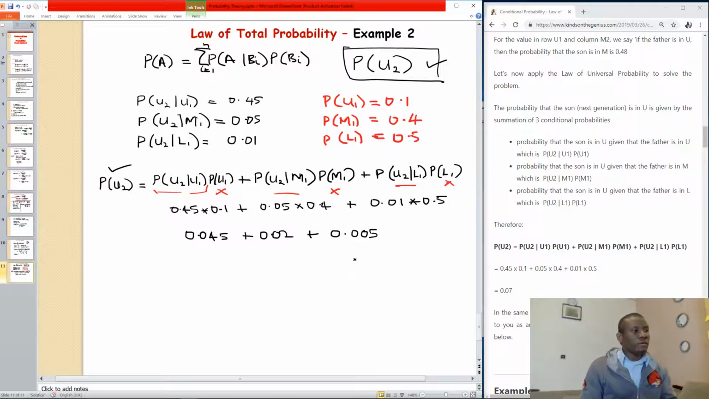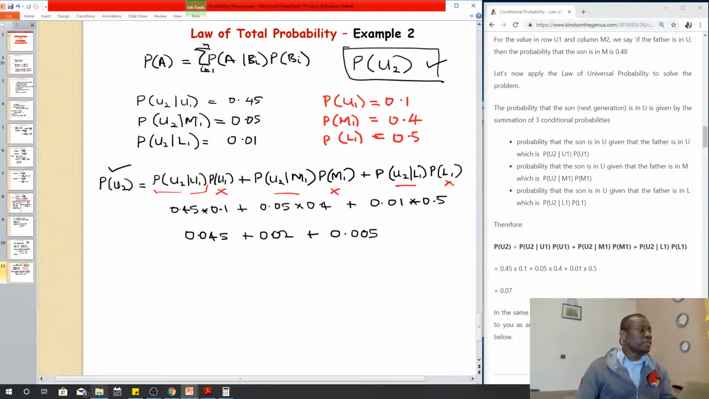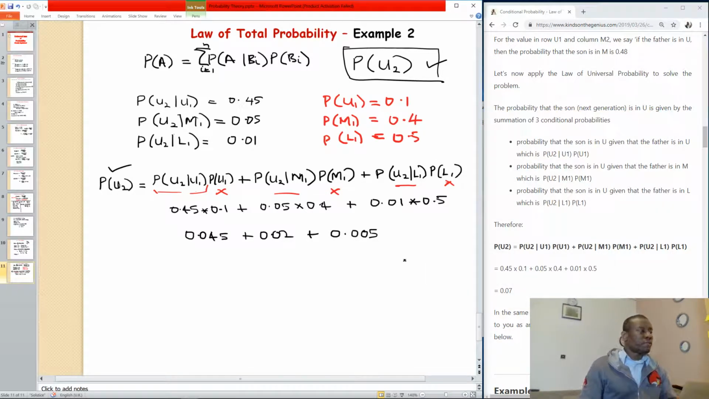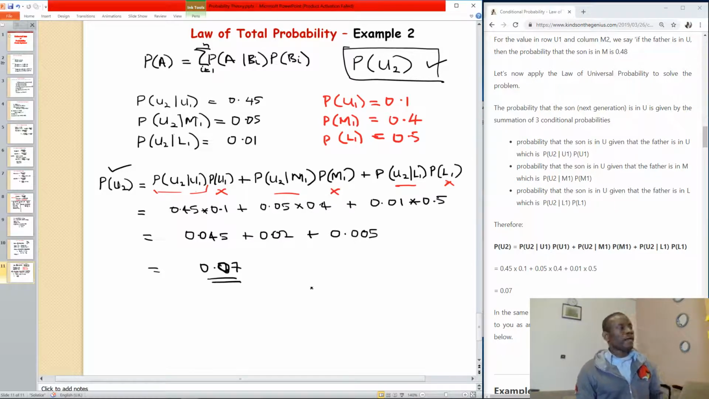Okay, so if we sum everything together, let's take a calculator so we make sure that we are not missing anything. So we have 0.045 plus 0.02 plus 0.005 equals 0.07. So what does it mean?